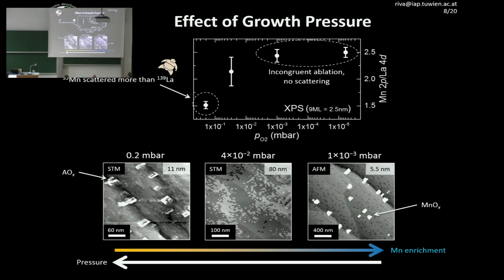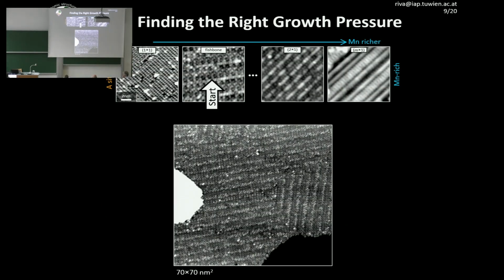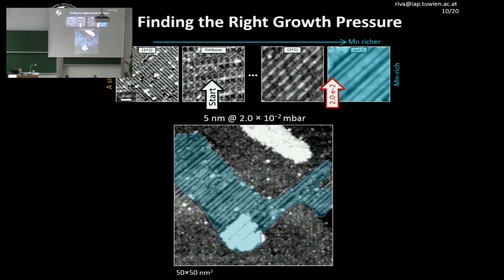Now the question is, is it all random, or can we find this pressure nicely? And it turns out that we can. Luckily, STM turns out to be a very good technique, surprisingly, to do this. So as I mentioned a while ago, we said, okay, surface reconstructions are intrinsically related to composition of the surface. So we can use a little bit of a trick, and we can start from a thin film with a certain surface reconstruction, then grow a little bit on it and see whether this surface reconstruction changes. For example, let's say 2 minus 2 millibar oxygen.